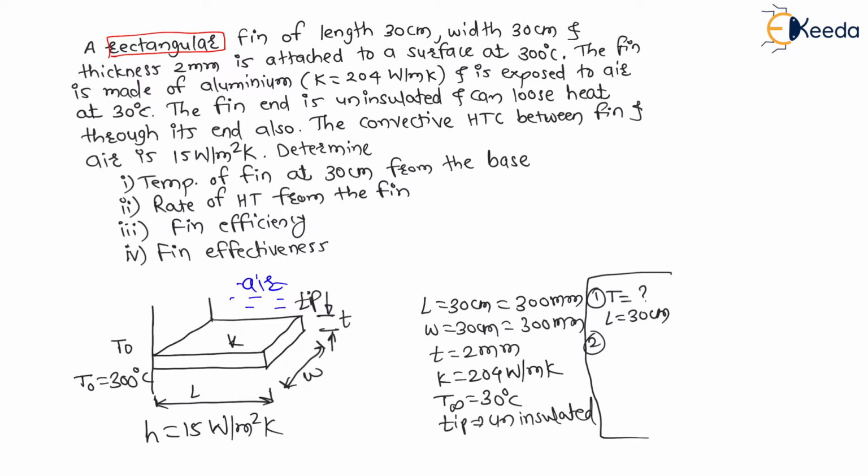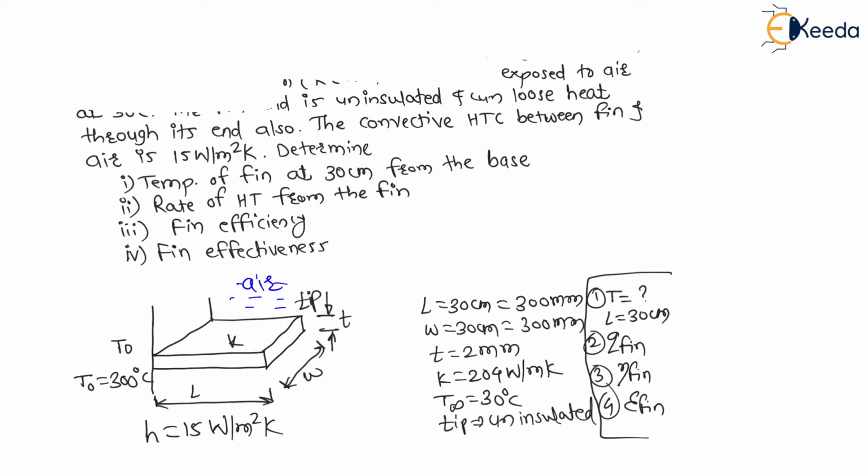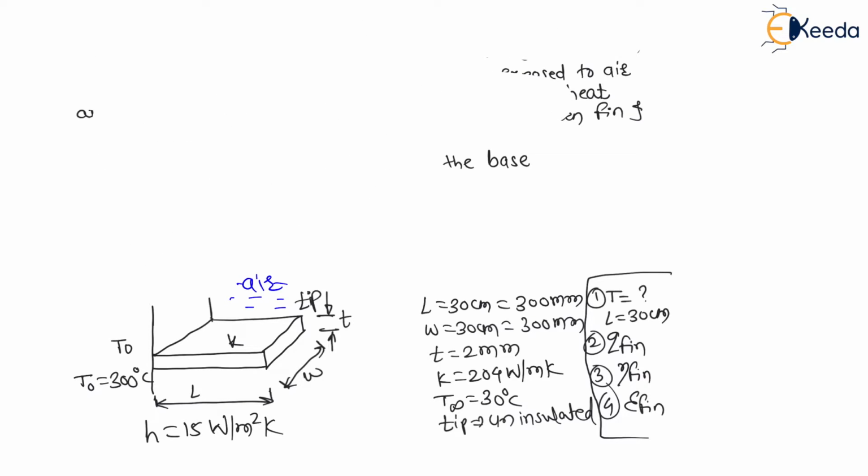Second question, rate of heat transfer from the fin, that is heat transfer through this fin. Third question, fin efficiency, efficiency of this fin. And the fourth question is fin effectiveness. Therefore we have to find effectiveness of this fin, right? These are the four questions, and here we have written the given data. So I am going to erase the questions so that we will get sufficient space for the solution.